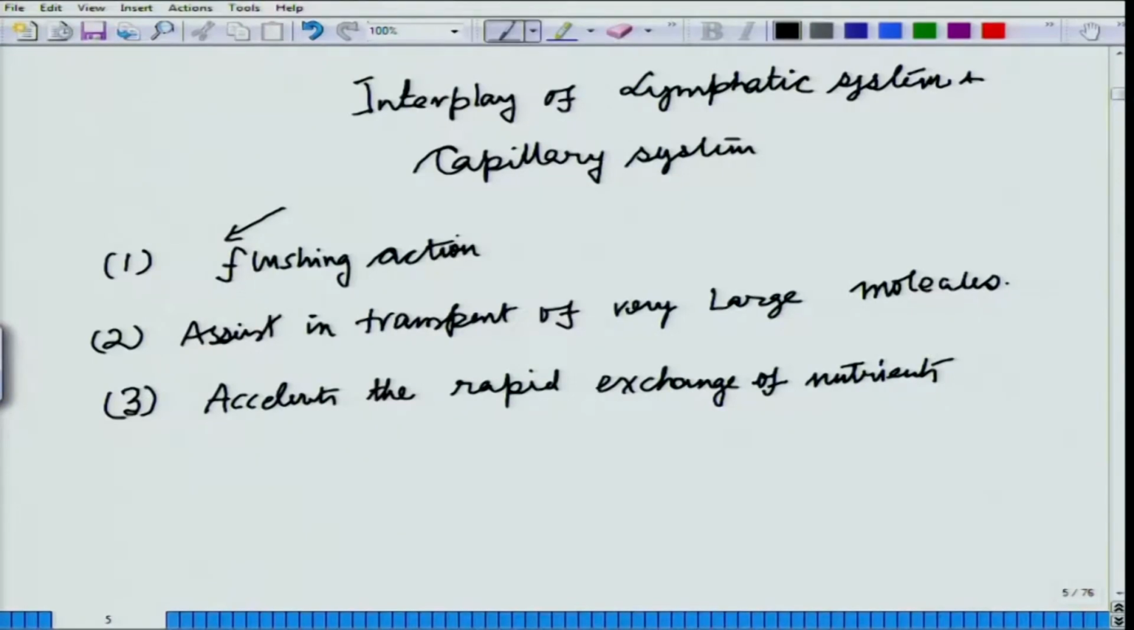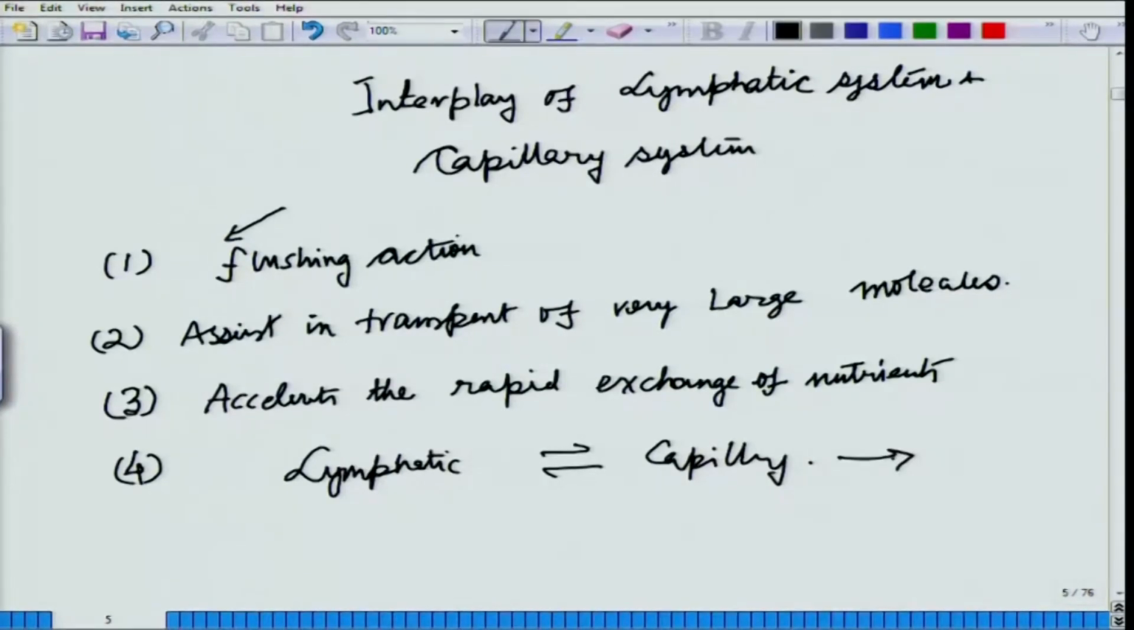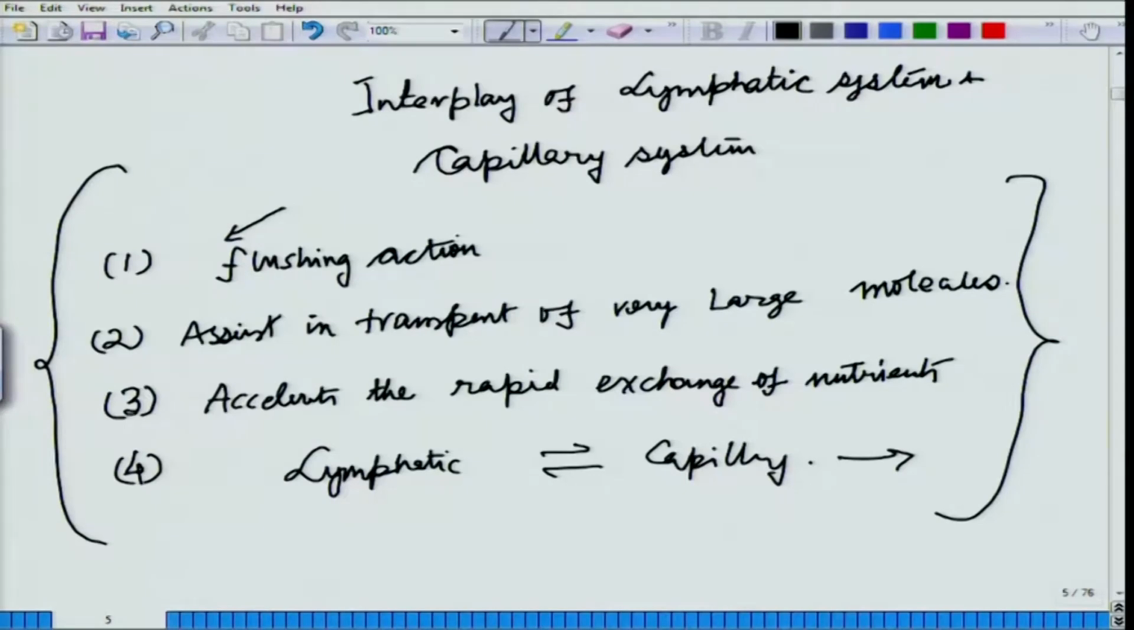And moreover, it is the exact interplay, this balancing of the lymphatic and the capillary vessels, which ensures that we do not suffer from any kind of fluid accumulation or any other kind of situation. So, this is very, very important for us to appreciate. Okay. These are some of the major functions of the interplay of the lymphatic system and the capillary system. Okay. From here we move on to all the forces we have already discussed.